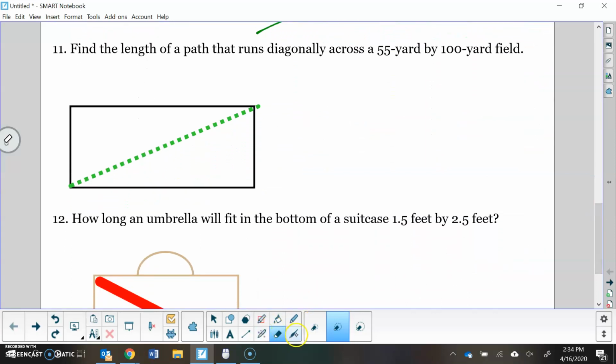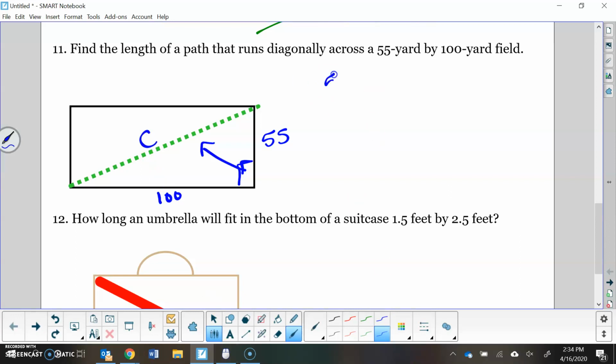All right, number 11. Find the length of a path that runs diagonally across a 55 by 100 yard field. So here's my right angle. We're looking for the diagonal, the hypotenuse, that's C. So I have 55 squared plus 100 squared equals C squared. 55 squared is 3,025. 100 squared is 10,000.